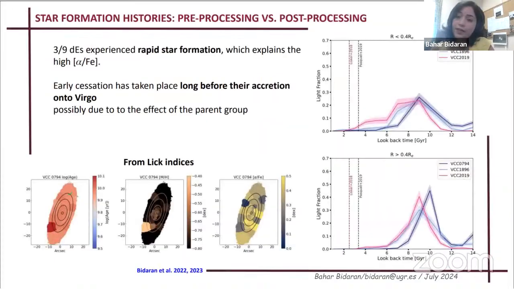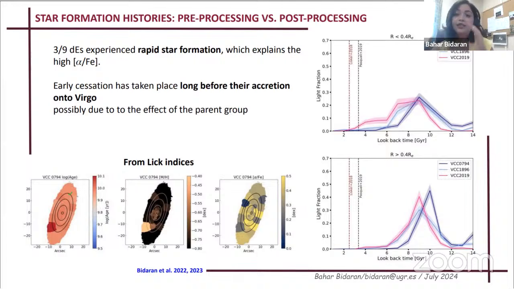For the other 3 galaxies in our sample, we found out that both in the central part and in the outer skirts, there was no star formation activity at the time of accretion, meaning that all of these 3 galaxies have formed all of their stellar mass a long time before their accretion to the cluster, and this is a clear case of pre-processing.